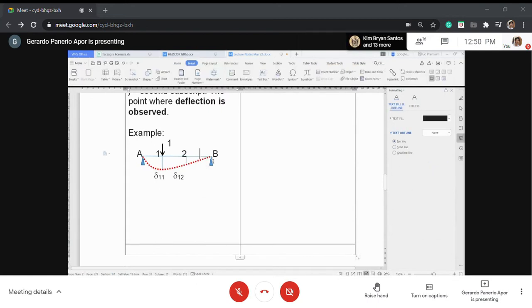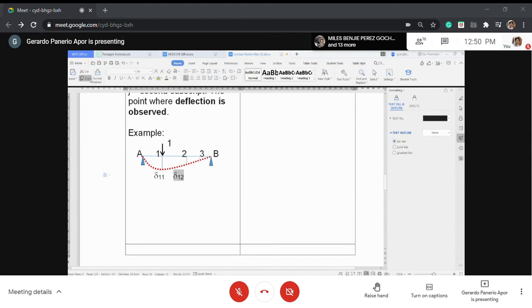And you call that 3. So, it will happen that this one will become delta 1 3. Okay? This means that the load is applied at 1, the deflection is observed at 3. Okay. That's it. So, that is all I have to explain about the notation.